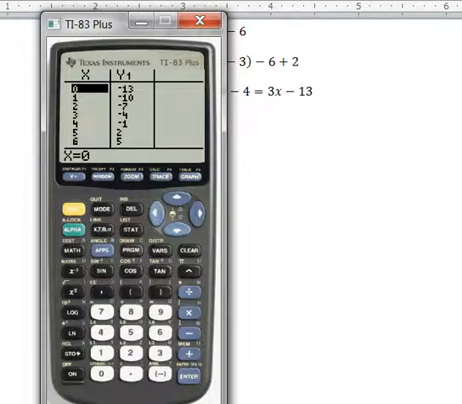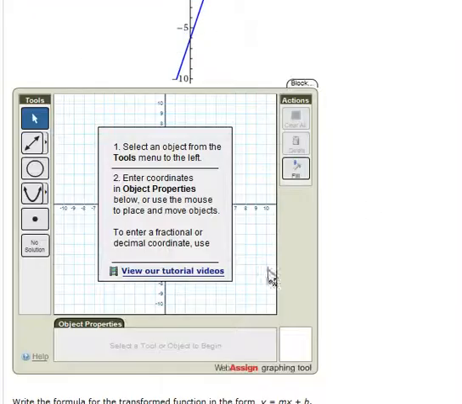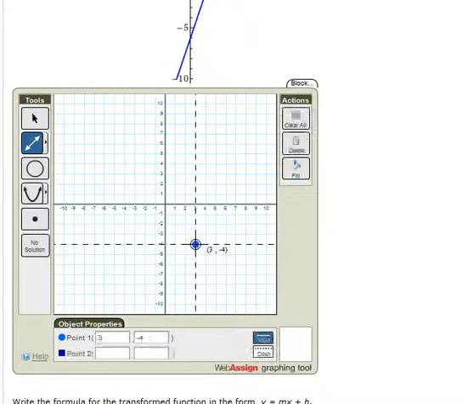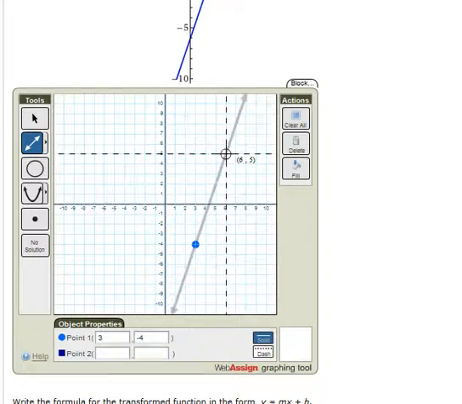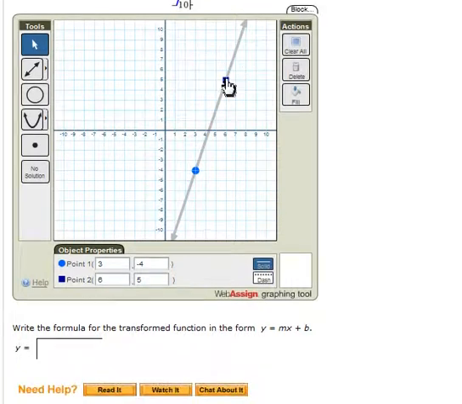Okay, so I'm going to move my screen back over to WebAssign, because we need to graph this thing. So I'm just going to click on the line tool, and I needed, let's see, 3. I can still see the calculator even if you can't. So 3 down to negative 4. So there's my first point, and then we had 6 and 5. So 6 and up to 5. And you notice that, okay, so here are those points that I wanted. So here's the line graphed.